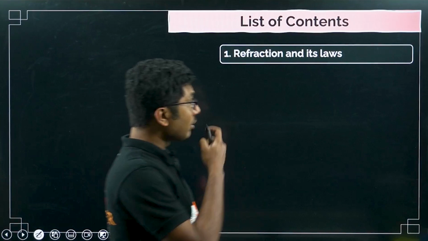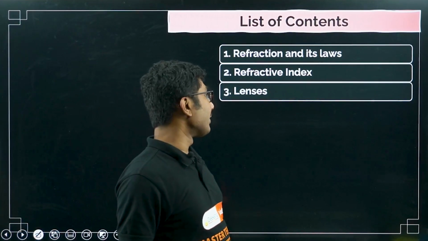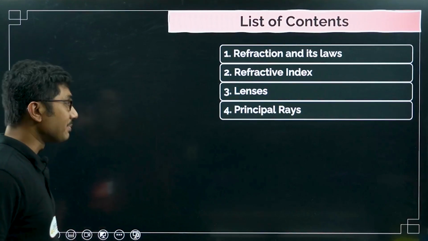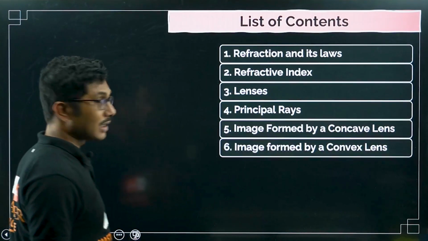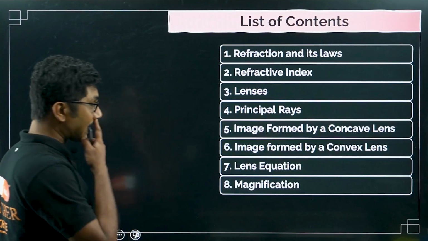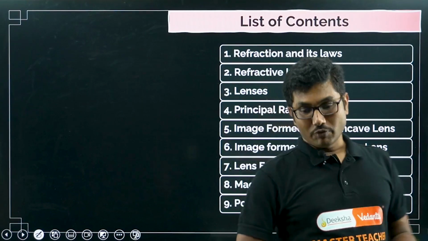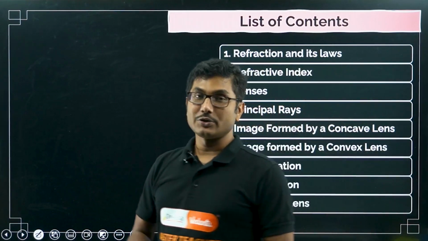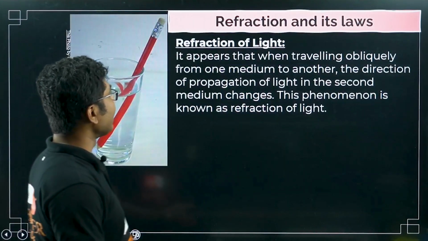Refraction of light and its laws. Then we will discuss refractive index. Then we will discuss lenses. Then principal rays, image formed by concave lens first, then image formed by convex lens next. Then we will learn about the lens equation, magnification, and then power of lens. Very important concepts for your board exam. So without any delay, let's start with the refraction of light.